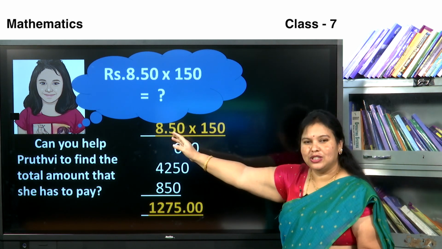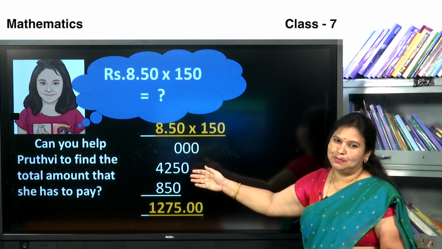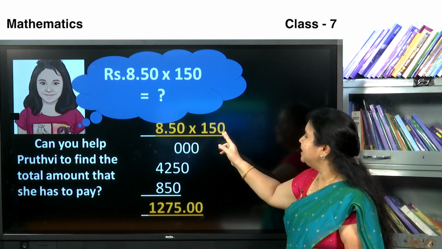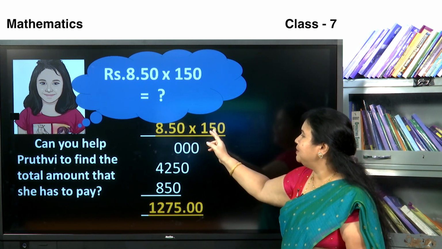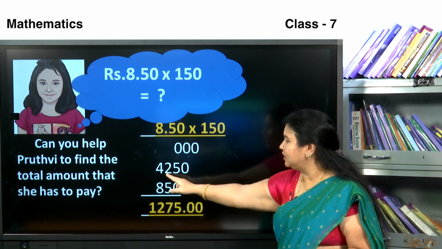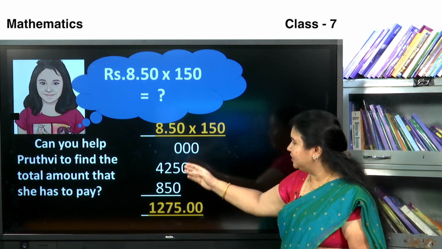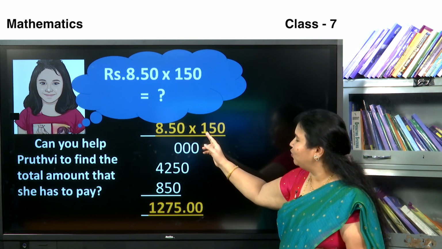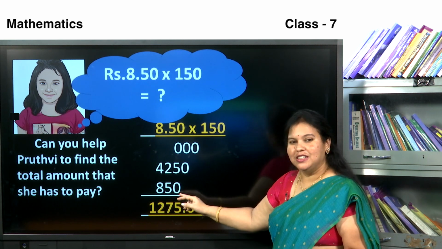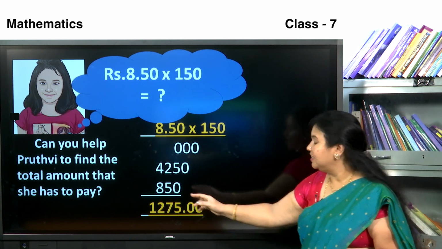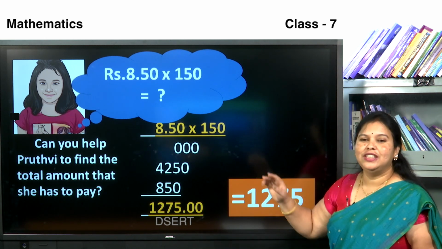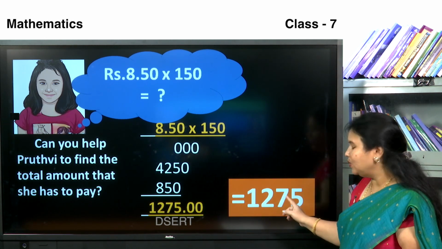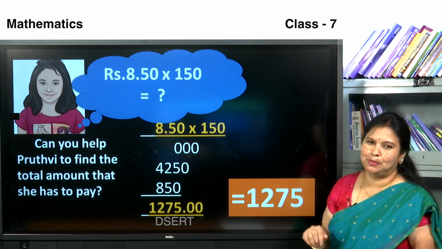As we did in the previous problem, you follow the same steps. First, we have to ignore the decimal point and multiply. In the first row, by multiplying 0, we get zeros only. So, in the second row, by multiplying 5, we get 4250. And in the third row, by multiplying with 1, we get 850. By adding all these, we get 1275 rupees. So, Prithvi has to pay 1275 rupees to the shopkeeper, right.